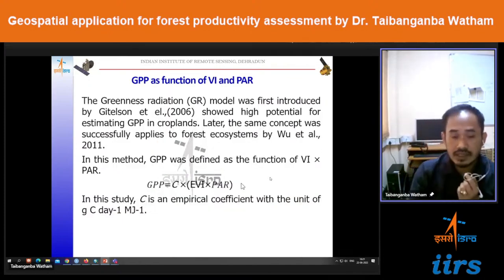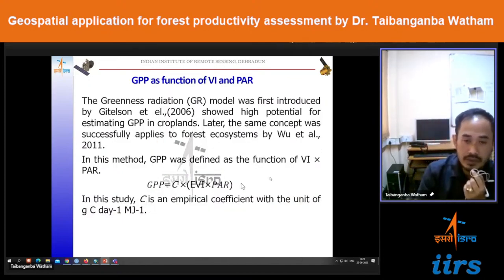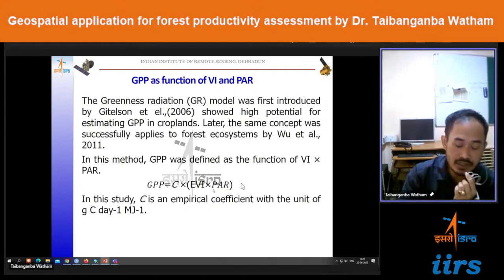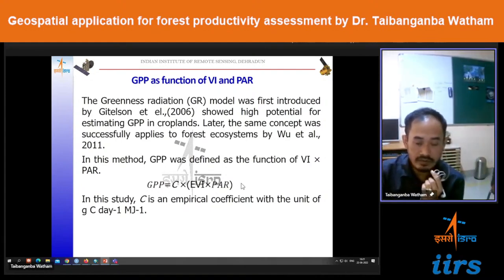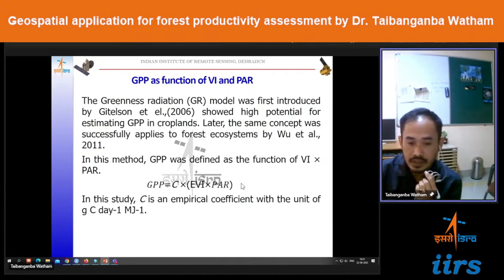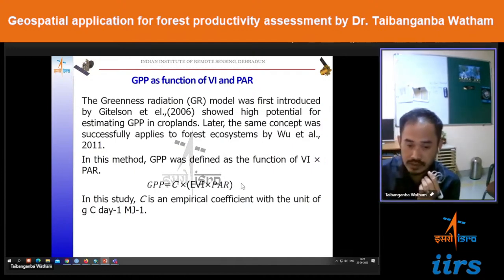Next, there is one more method which is similar to the vegetation index approach, but instead of using only the vegetation indices, they have used the incoming solar radiation, or the PAR, that is the photosynthetically active radiation. That means the energy coming within the wavelength of 0.4 to 0.7 micrometer, which the plant uses for photosynthesis. So this additional parameter, the incoming photosynthetically active radiation, has to be with us.